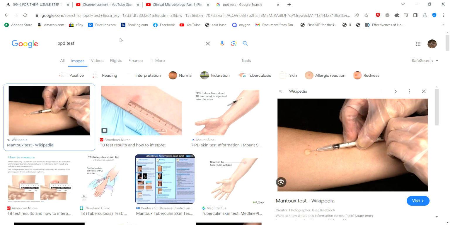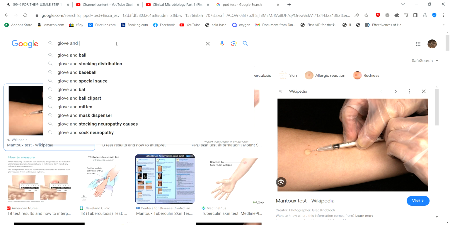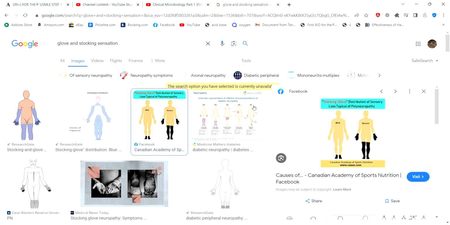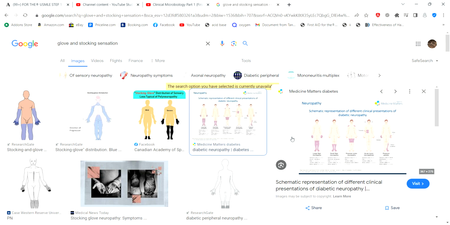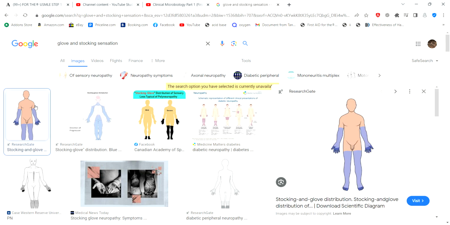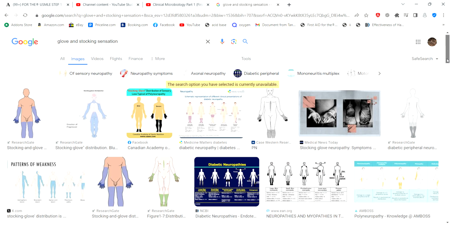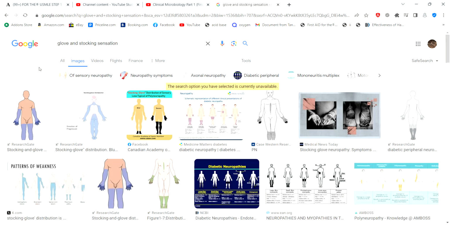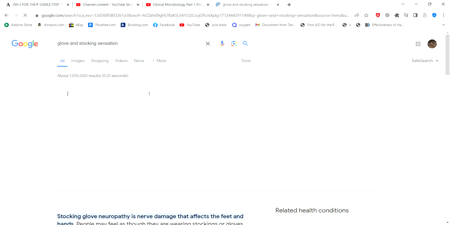We're gonna look that up. I don't know what that is. Glove and stocking sensation. So I'm assuming that's when you cannot feel your hands and your feet. Interesting. Okay. All right. Glove and stocking sensation.